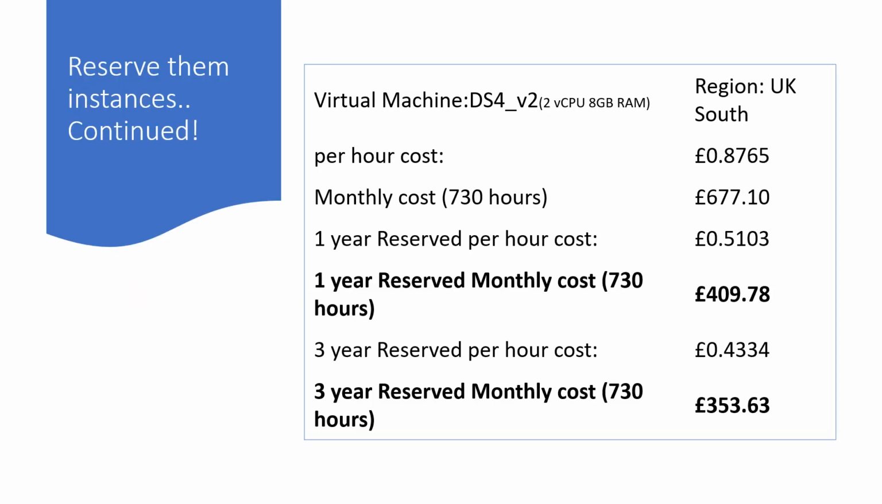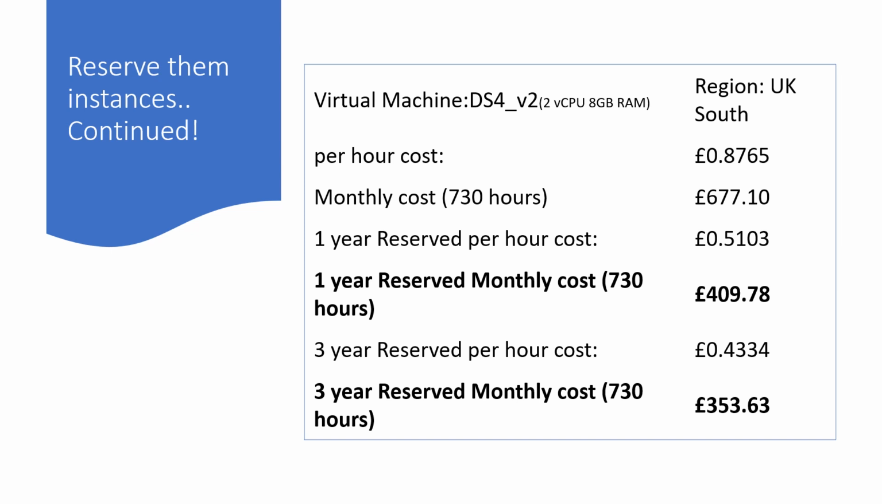Now let's have a look at a costing example of a virtual machine within a 1 year and a 3 year reserved instance cost, along with the standard pay-as-you-go cost. So my example is a DS4 V2 virtual machine, 2 CPU, 8 gig RAM. A monthly cost pay-as-you-go is £677.10. If you move this to a 1 year reserved monthly cost, £409.78. So the cost has dropped significantly already. And if you move it to even a 3 year cost, the cost goes down even more.